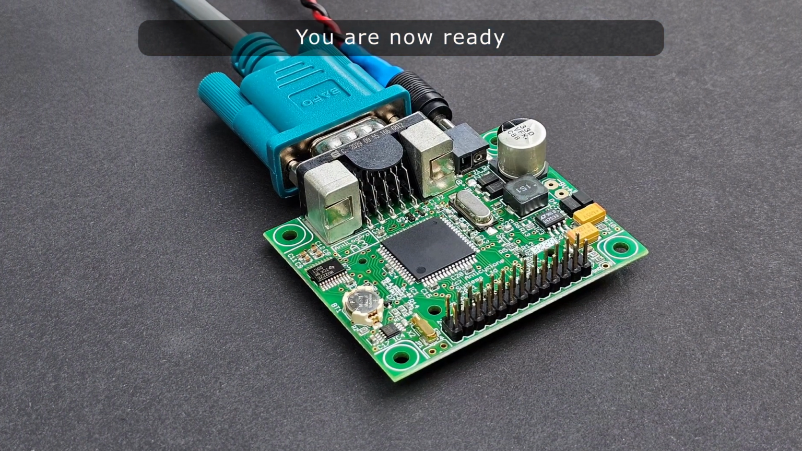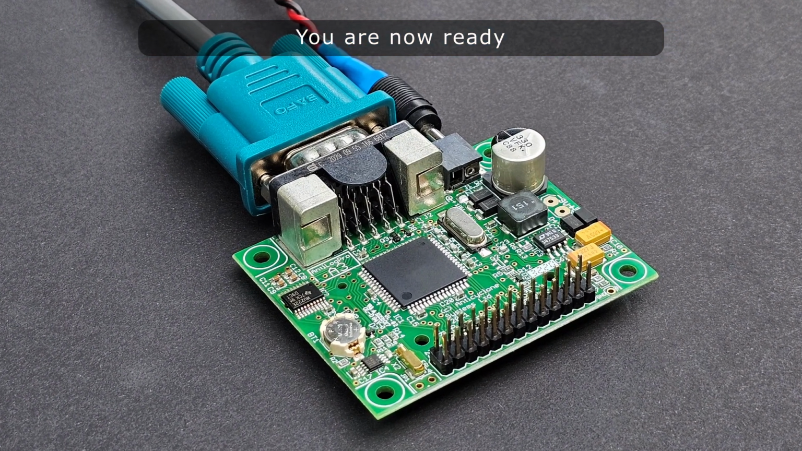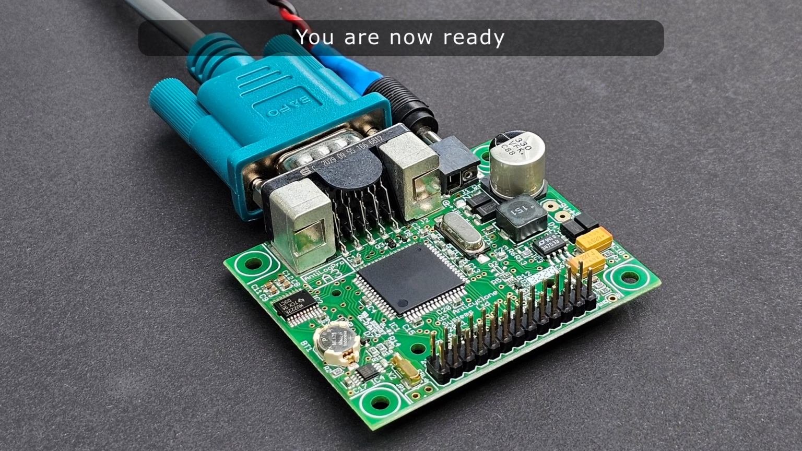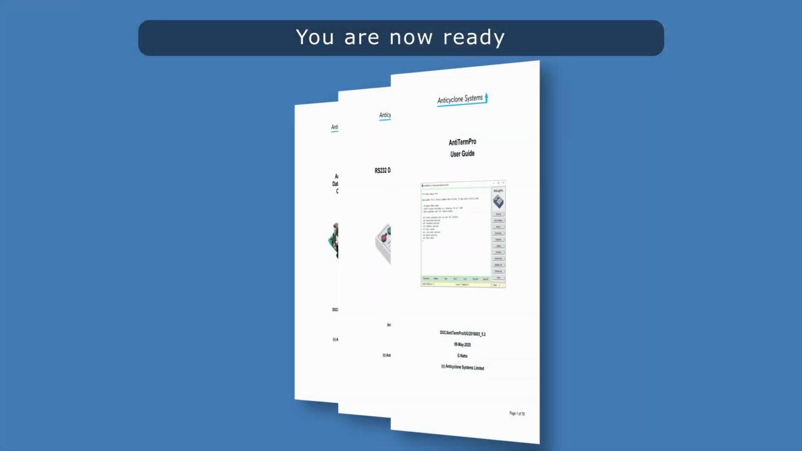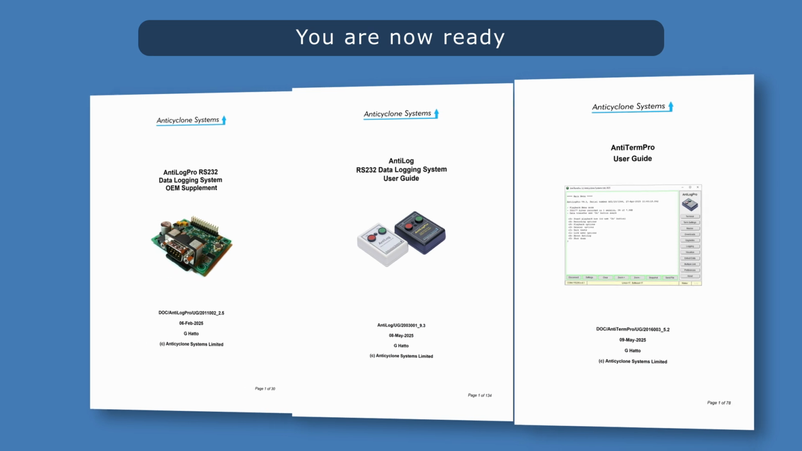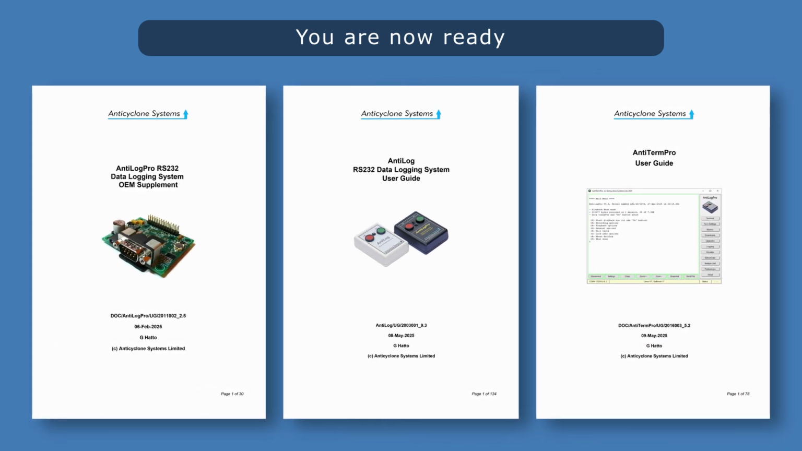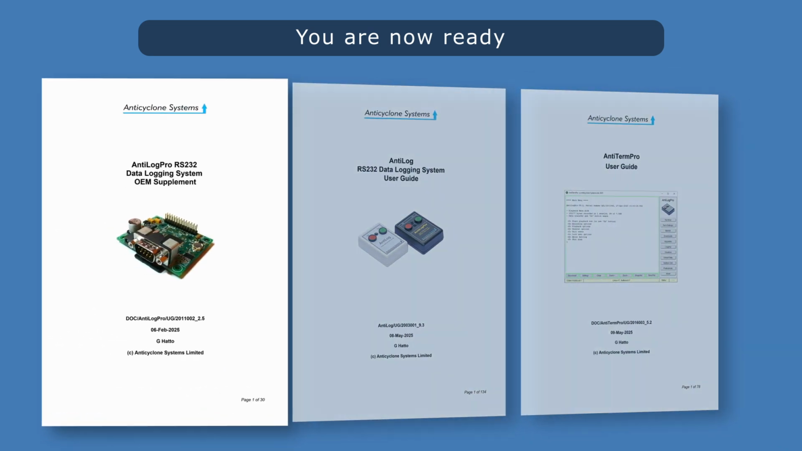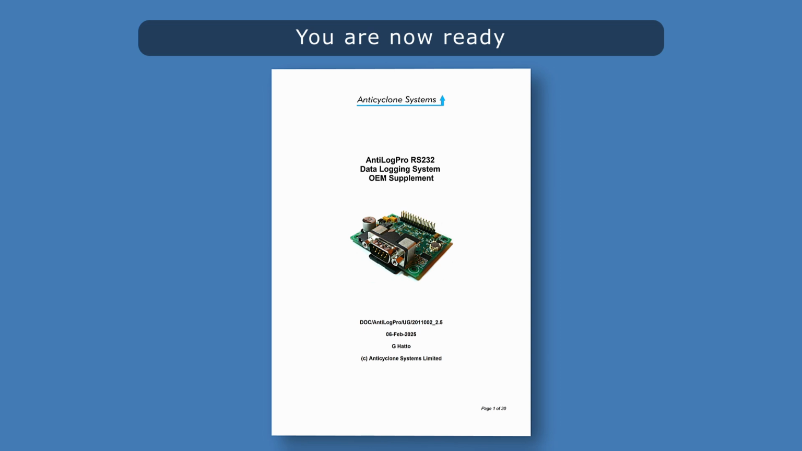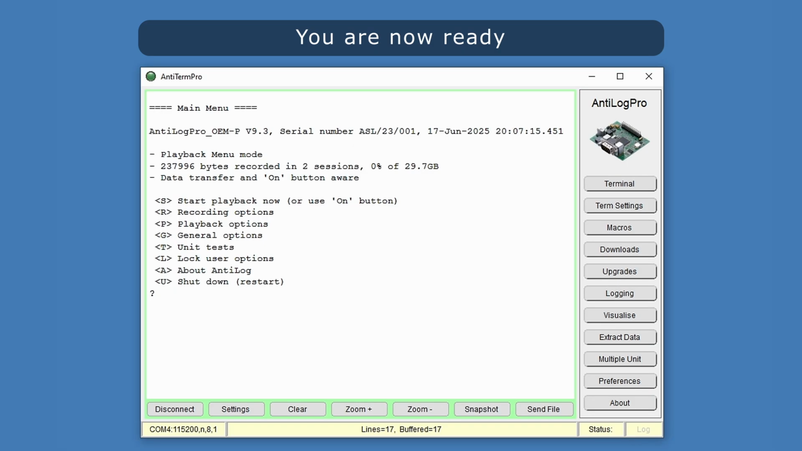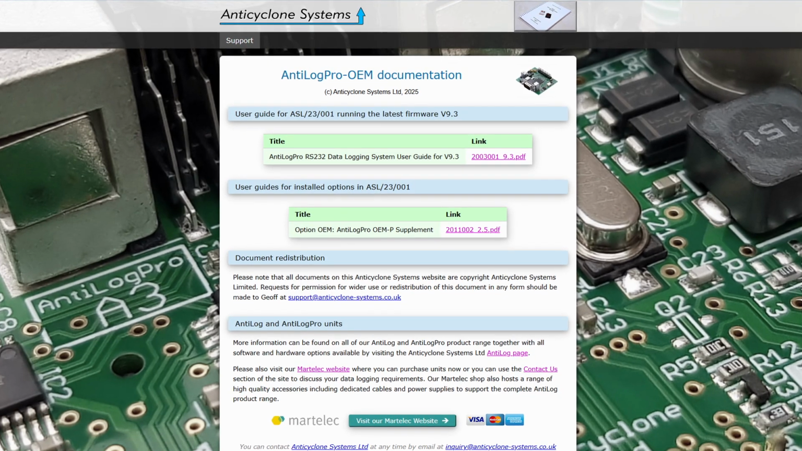You should now be ready to configure and use your AntiLogPro OEM unit in your application. Please refer to the main user guides for full details on how to operate the unit the way you want it to. The OEM guide in particular discusses wiring configurations for you to use. If you're using our AntiLogPro support application and you have a live internet connection, you can gain easy access to all the most up-to-date documentation related to the connected unit.